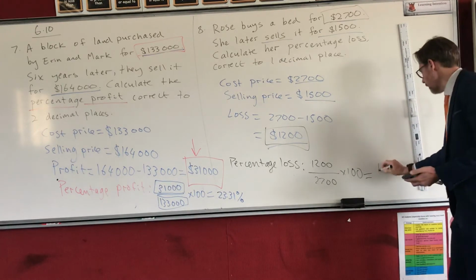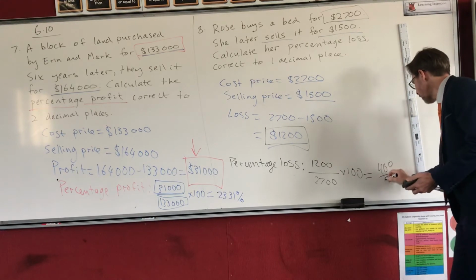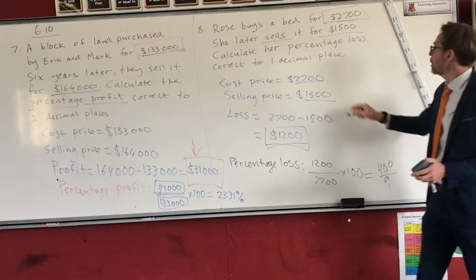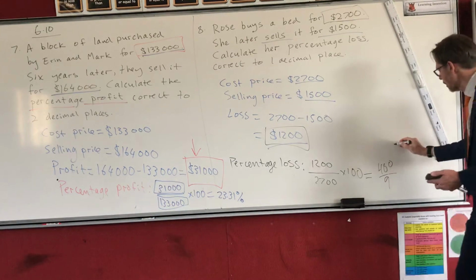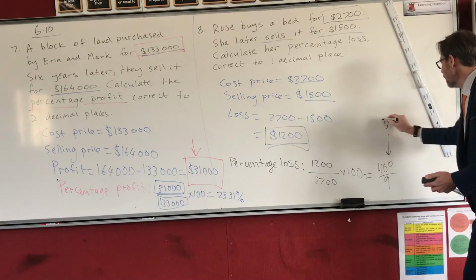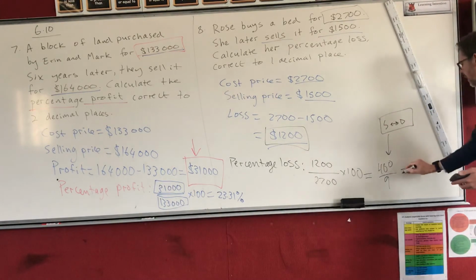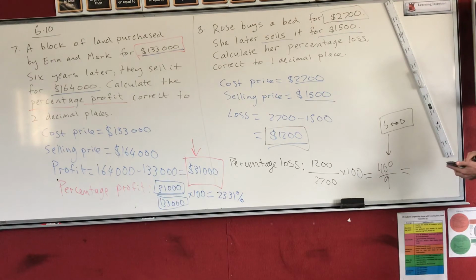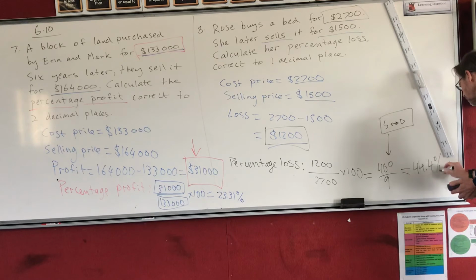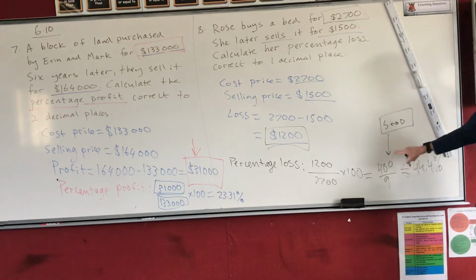Now, your calculator will show you this. It will give you 400 over 9. You want it to 1 decimal place. So you're going to press the SD key. Okay? The SD key. If you press the SD key, that'll give you 44.4% to 1 decimal place. Okay? So when you get that, you'll get a fraction. You've got to press the SD key to convert it to a decimal.